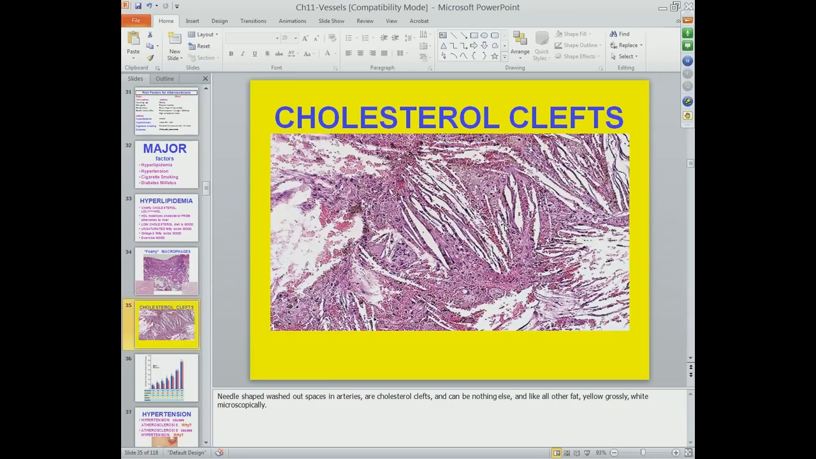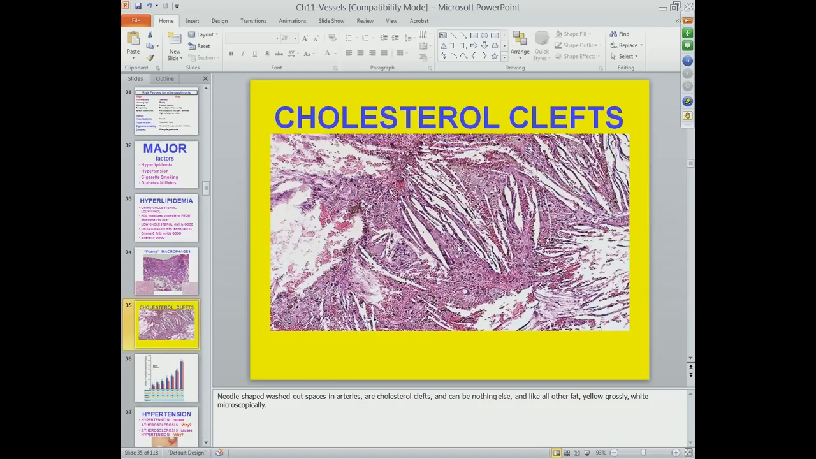And in addition, when you see cholesterol clefts with this classical cleft-like appearance, you know it's not a cut artifact. And you know you're probably dealing with the inside of a plaque. And nobody likes to look at plaque. They're kind of boring, so we generally ignore these cholesterol clefts.